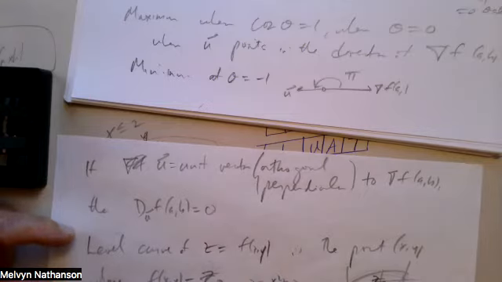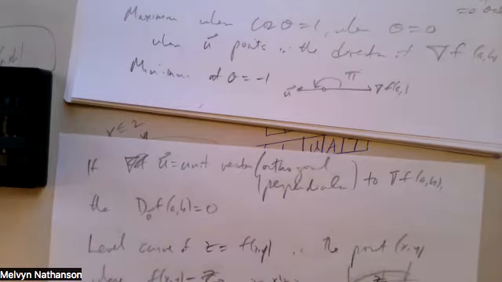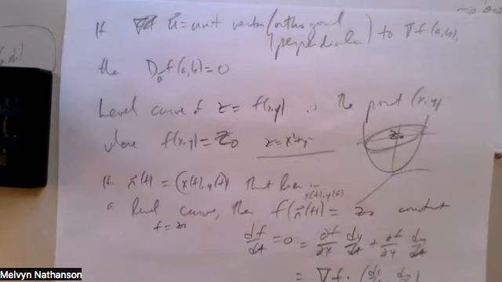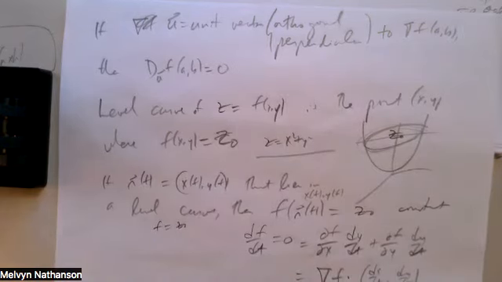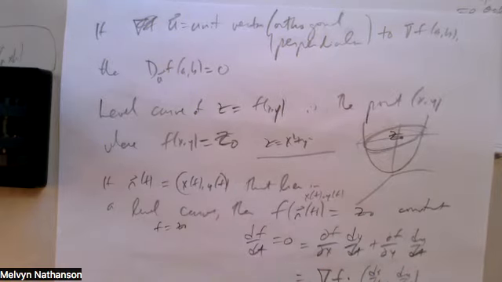But df dt, if you think of r of t as x of t, y of t, is the partial of f with respect to x, dx dt, plus the partial of f with respect to y, dy dt. That's the dot product of the gradient with dx dt comma dy dt, which is exactly the definition of r prime of t, the tangent vector to the curve, and that's zero. So this proves the statement in the text.